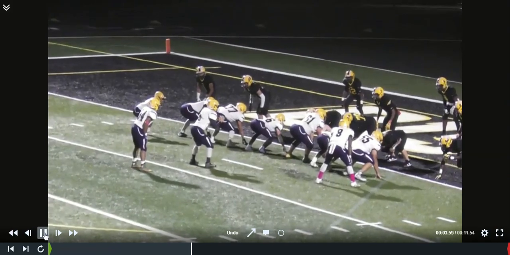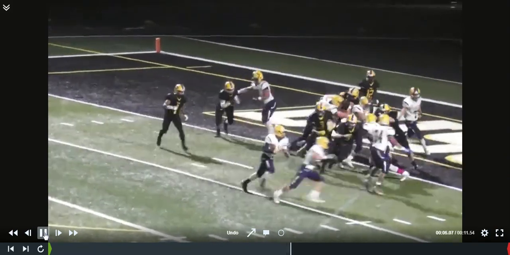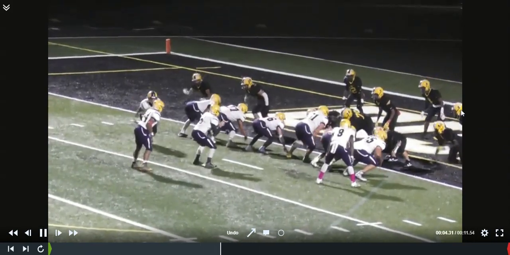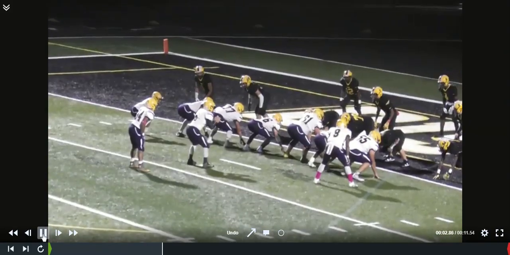All right, we're down on the goal line. Okay, this one's a little bit difficult to see who the read man is, but I think you can see him up in this corner here. He slides into the B gap. Okay, I'll try to put an arrow here.